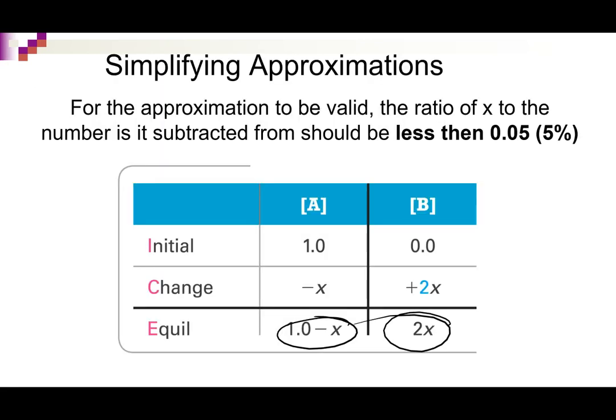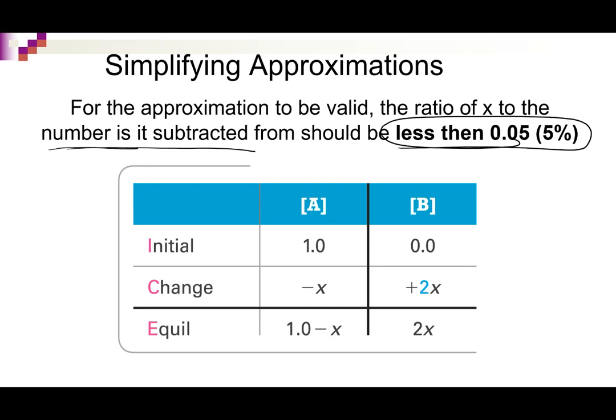What makes this something that's valid? This is a validation that you're going to have to do to make sure that you can use this simplifying approximation. So once you determine what x is, the number that is subtracted should be less than 5% when we put it into a ratio. So I know those are words and words are hard. So let me put this on paper.